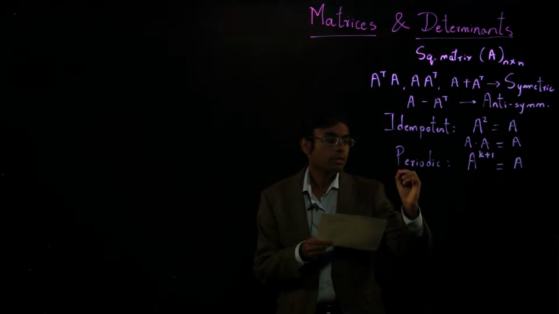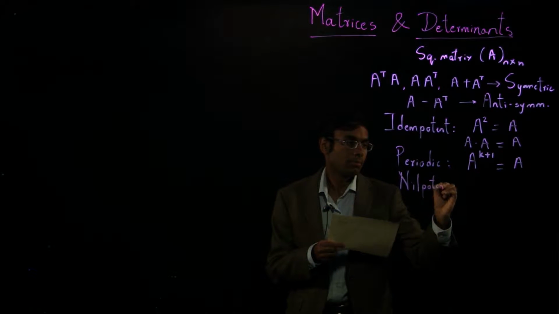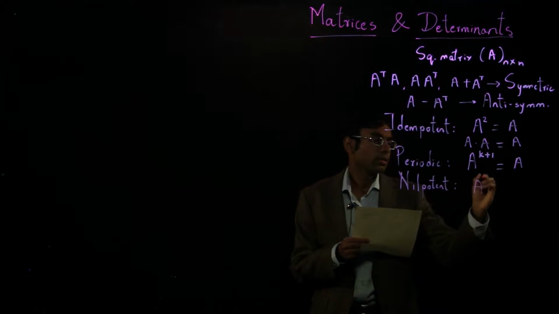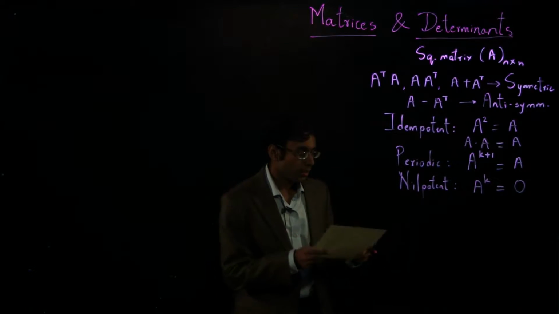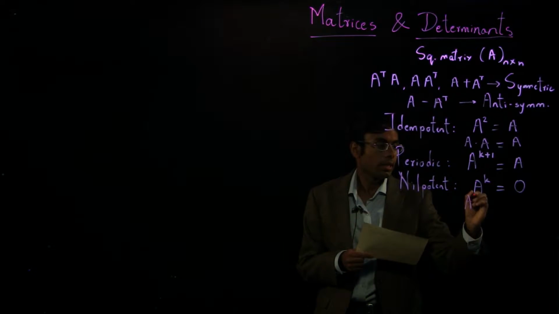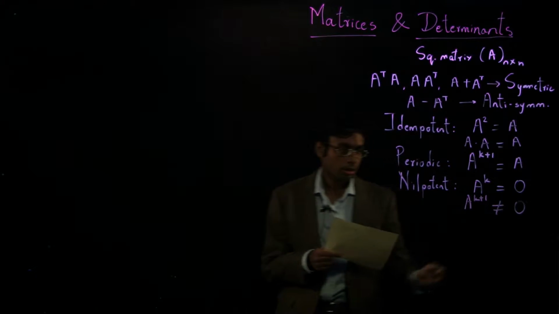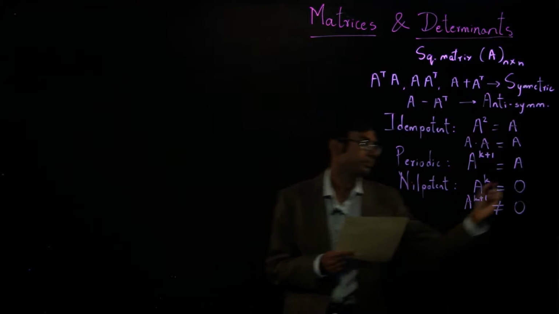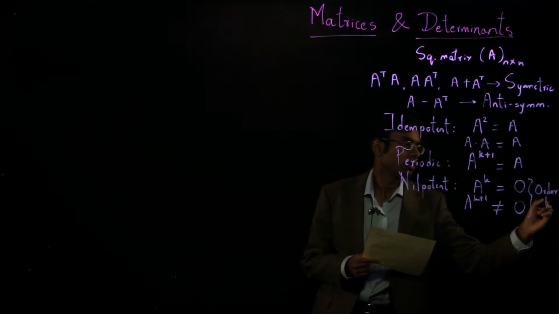A few other definitions. Nilpotent matrix. If there exists a power k such that A to the k is 0, where 0 is the null matrix, and A to the k plus 1 is not 0, then A is nilpotent of order k. So the order is k.